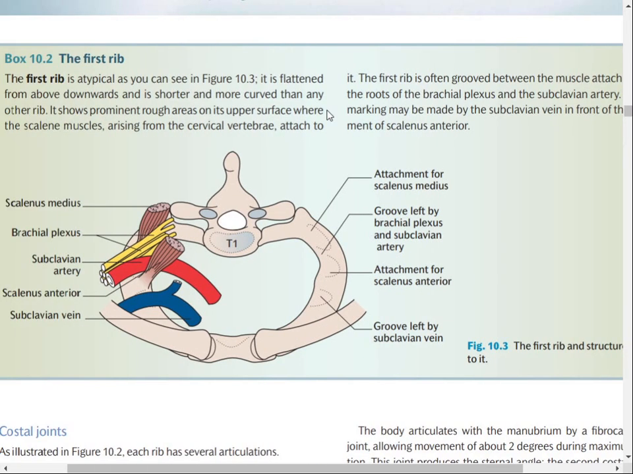The first rib. The first rib is atypical, as you can see. It is flattened from above downwards and is shorter and more curved than any other rib. It shows prominent rough areas on its upper surface where the scalene muscles arising from the cervical vertebrae attach to it.